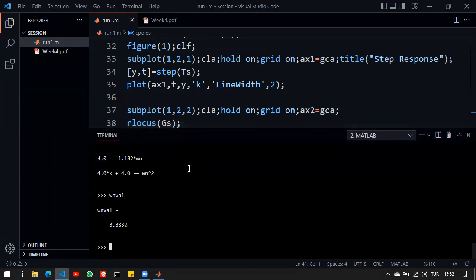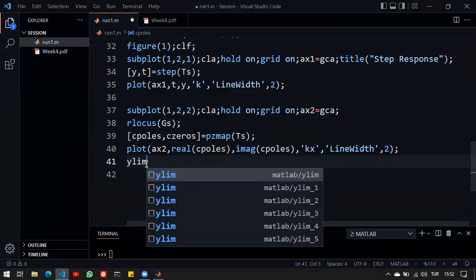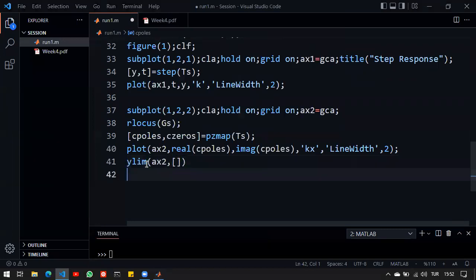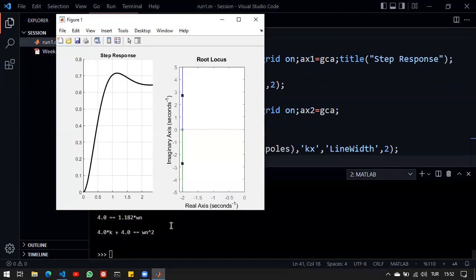So let me see what omega n val was looking like. Okay, it's 3.38. So we can use ylim here for ax2 and provide the limits manually. For example, -5 and 5 looks like it should be working. So let's try it again. There we go. Now we have this zoom out. So let's also calculate the overshoot here, because I can use step info for that, and it will give me the overshoot value here, because I can of course use the tools here and try to read it and calculate it myself, but why not use MATLAB?